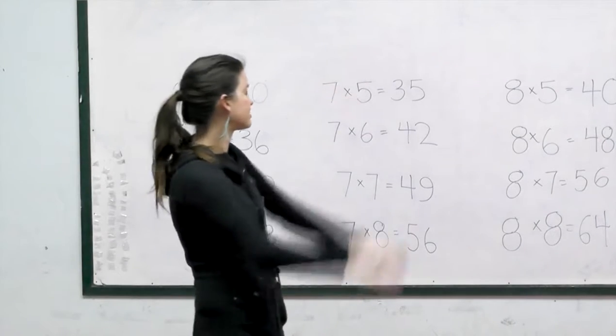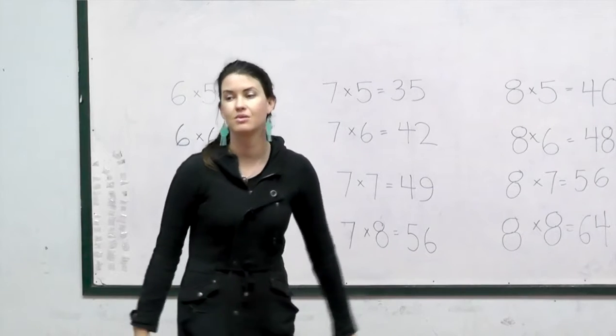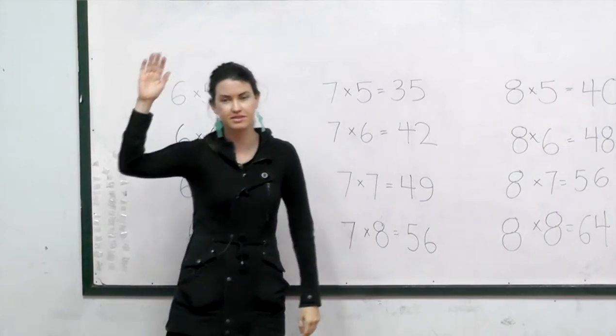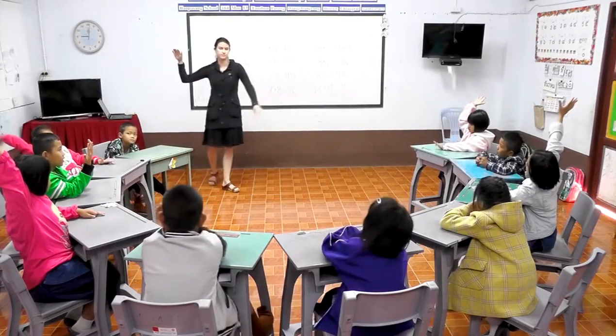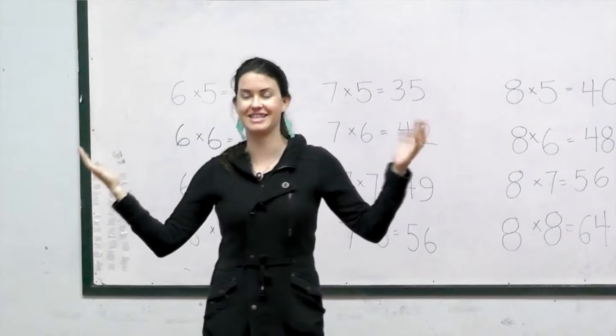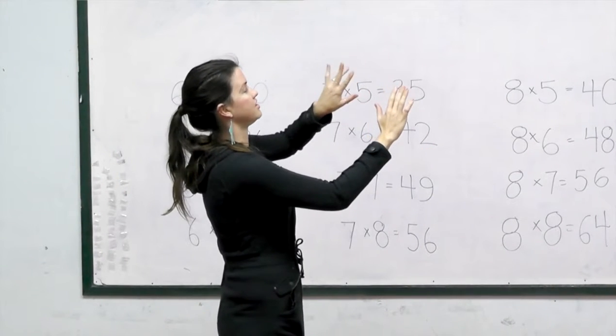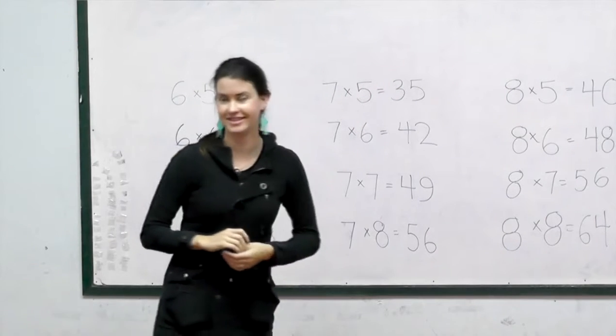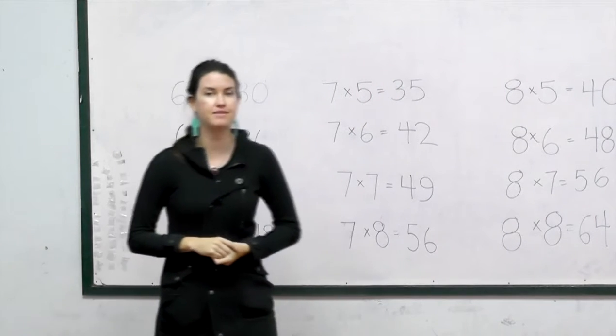Okay, let's practice with some 9s. We got our finger trick. What's 9 times 4? Raise your hand when you know. 9 times 4. What's 9 times 4? 36 as we count. 1, 2, 3, 4. 36. Good.